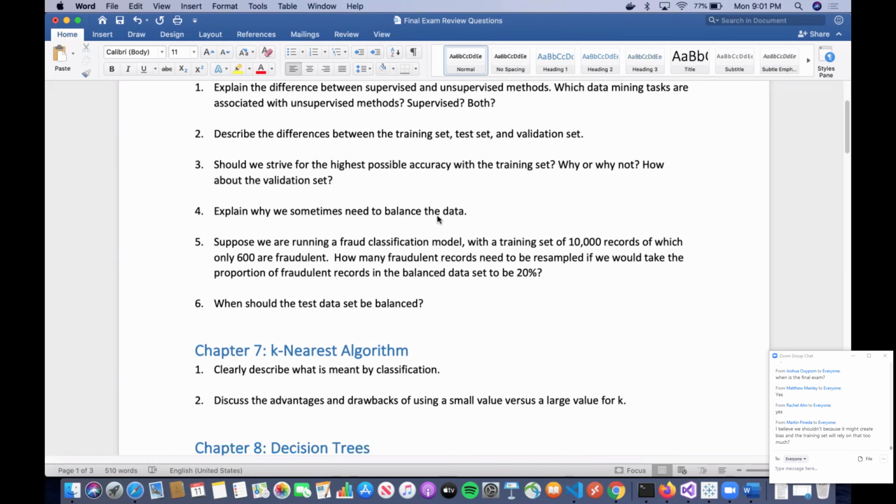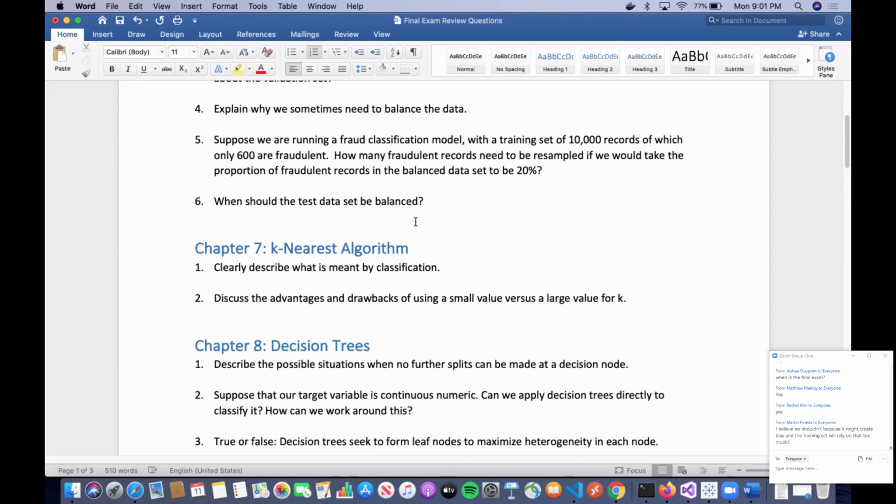So explain why we sometimes need to balance the data. I mean, that should be fairly straightforward, right? So why do we need to balance the data? And that kind of leads into question number 5. If you know the reason why we need to balance, then question number 5 speaks to the reason why.